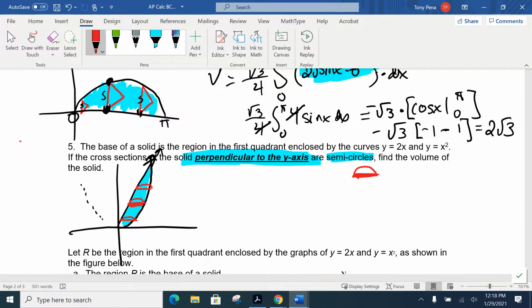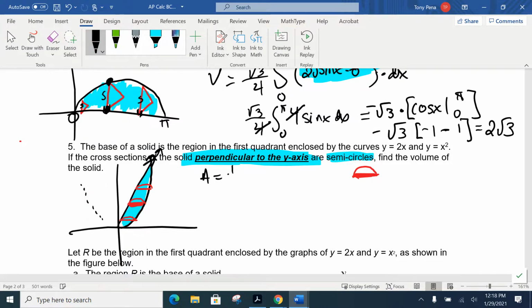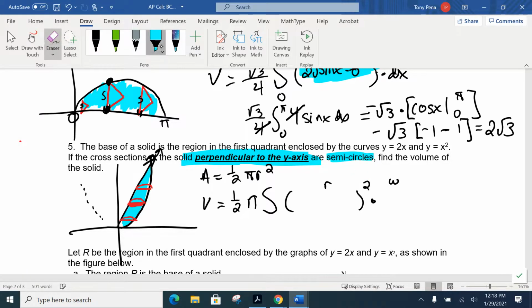Same process. With the whole idea of our area, since it's a semicircle, you're going to have 1/2 pi r squared. So our volume then is the 1/2 pi, and then the sum, the integral. We need to define our radius for all of these, multiplied by our width. So the width is the key here in all of them.